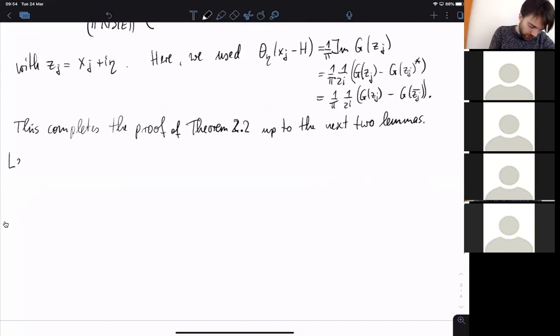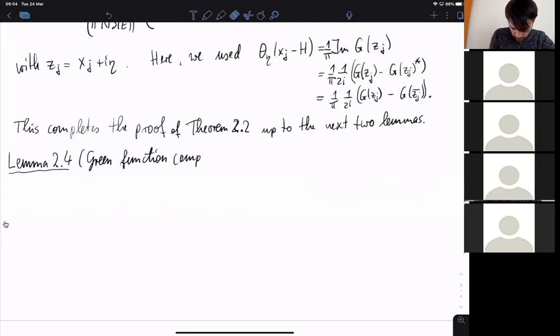So we start with lemma 2.4, which is really the core of the proof, and this goes under the name of green function comparison. So there the idea is that if I have two Wigner matrices which match to a sufficiently high order, then the green function will be close, or expectations of green functions will be close.